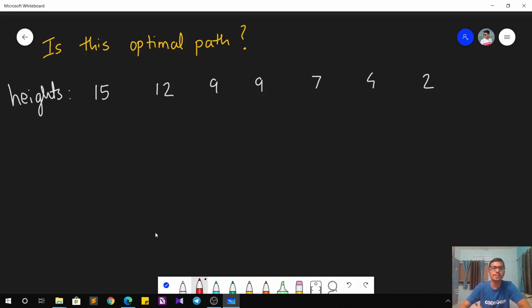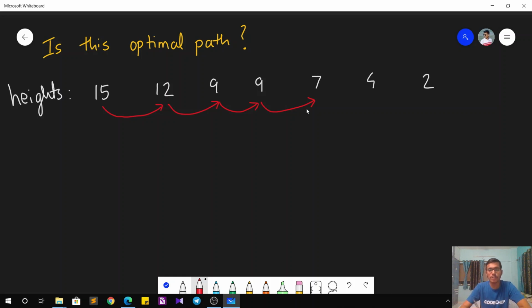On the screen, you can see a path written by me. I want you to answer whether this is an optimal path or not. So these are obviously the heights, that is, the chef has jumped from height 15 to height 12 and so on. So these are the jumps made by the chef. I want you to answer whether this is an optimal path or not. Definitely, it is not an optimal path. Some of you might have already known that.